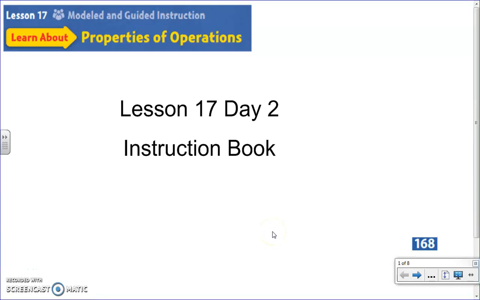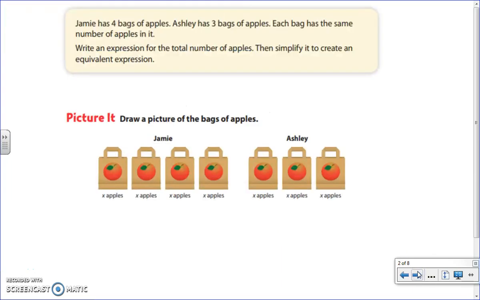This is Mr. Gillum, and today we're going to be looking at page 168 in your instruction book, talking about properties of operations. Before I talk about this example, we talked about three different properties yesterday in the notes: the commutative property, the associative property, and the distributive property.